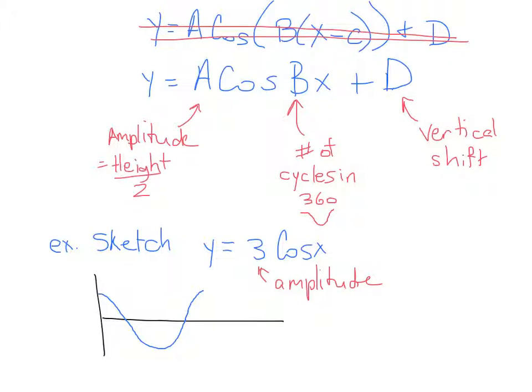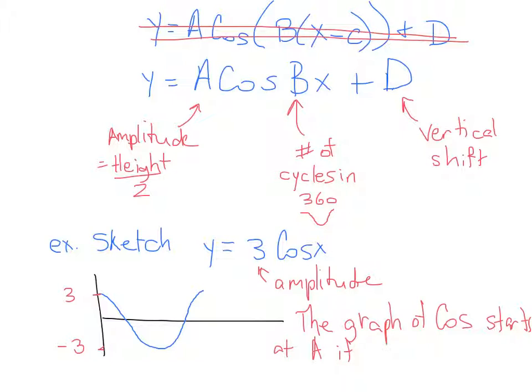But we actually don't even have to think that far. With the cosine graph, it's actually pretty easy. If there is no vertical shift, the graph actually just starts at the amplitude. Again, only if there is no vertical shift, the graph starts at the amplitude. That's something that you probably want to write down. So let's go ahead and do that. The graph of cosine starts at A if there is no vertical shift. And I'm just going to say if no vert shift. All right, so again, the graph of cosine starts at the amplitude if there is no vertical shift.